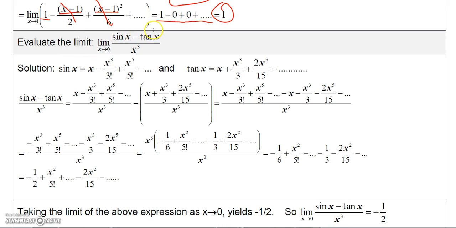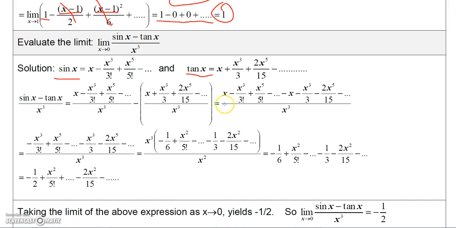Now this next limit, I did something different here. The limit of sine x minus tangent x over x cubed. This also becomes 0 over 0, which is indeterminate. Well, sine x you can write as this, and tangent x you can write as this power series. And so I'm going to go ahead and see what happens if I evaluate sine x minus tangent x over x cubed. So if I do that, here's the sine x power series over x cubed, and then here's the tangent x power series over x cubed.